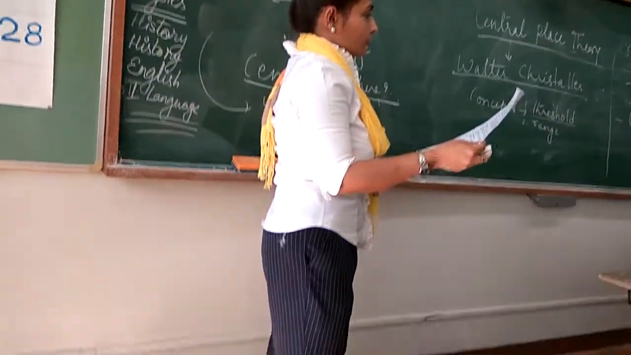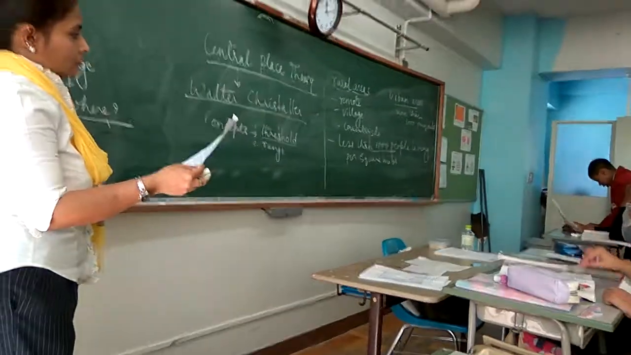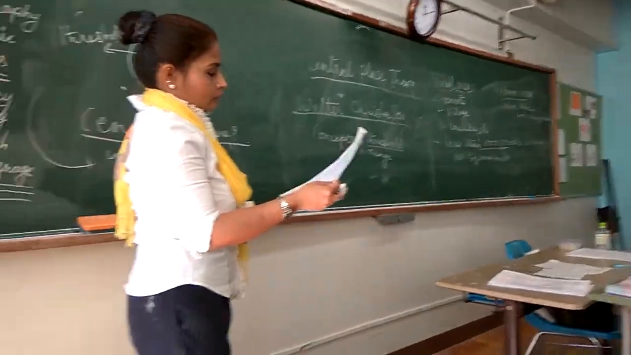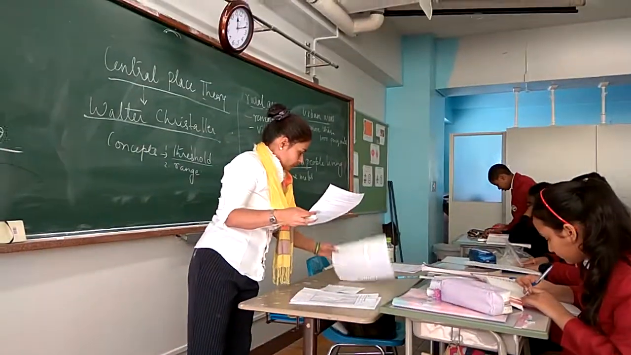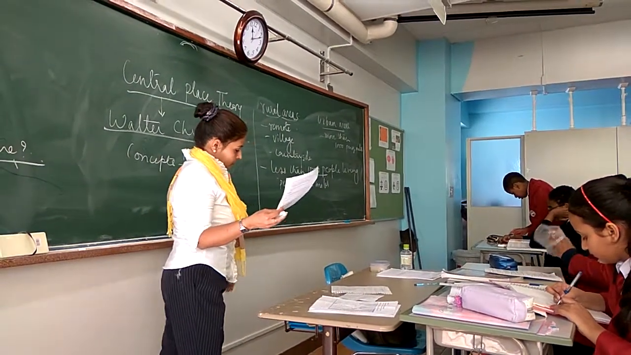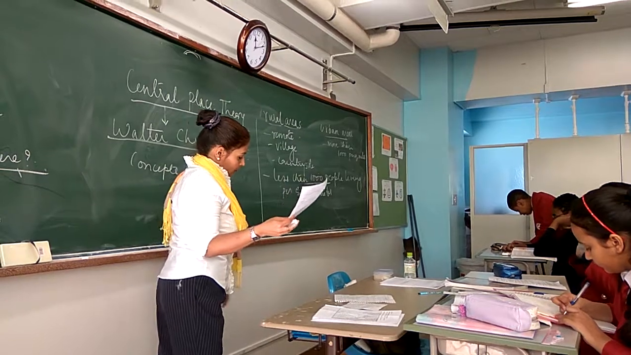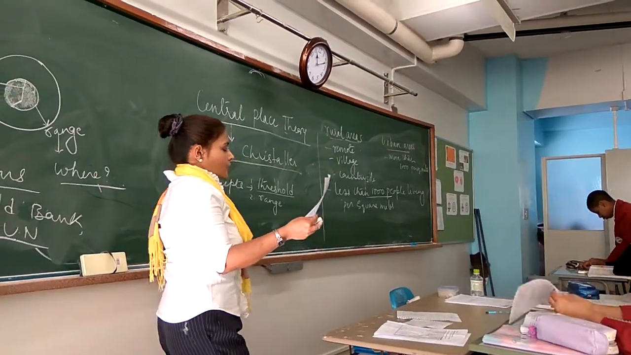Advantages. Farm towns and cities can reduce production to provide food for surrounding cities. Better services: people have better access to services. Although in these cities, people may not be able to... Okay, sit down.